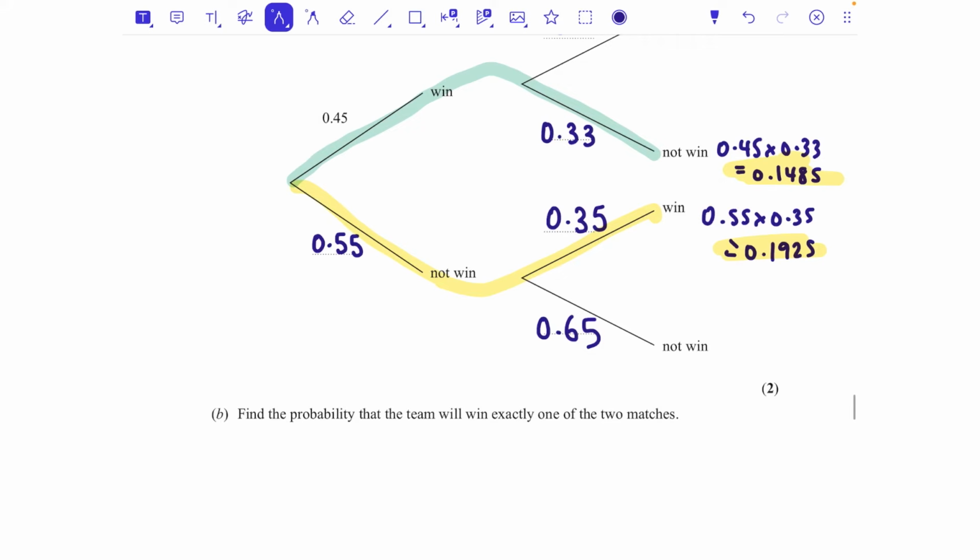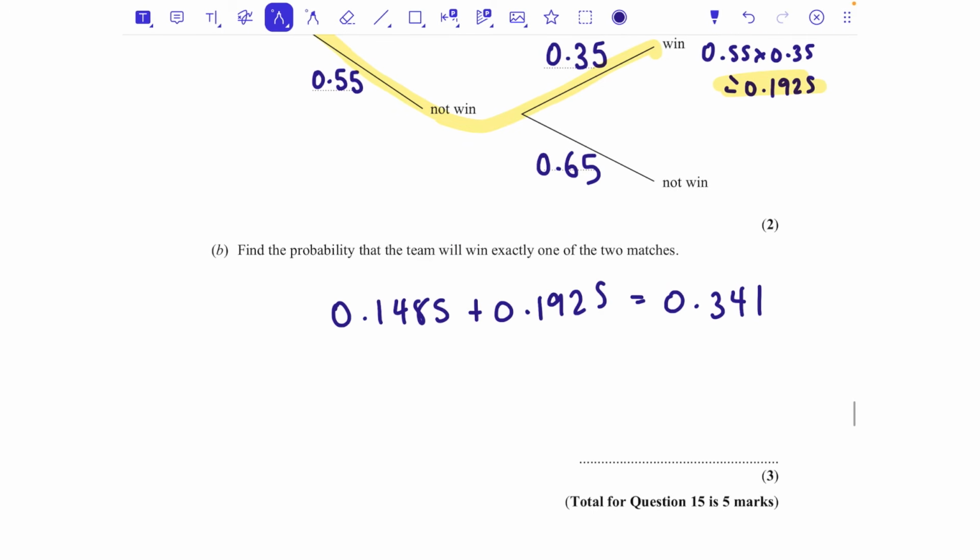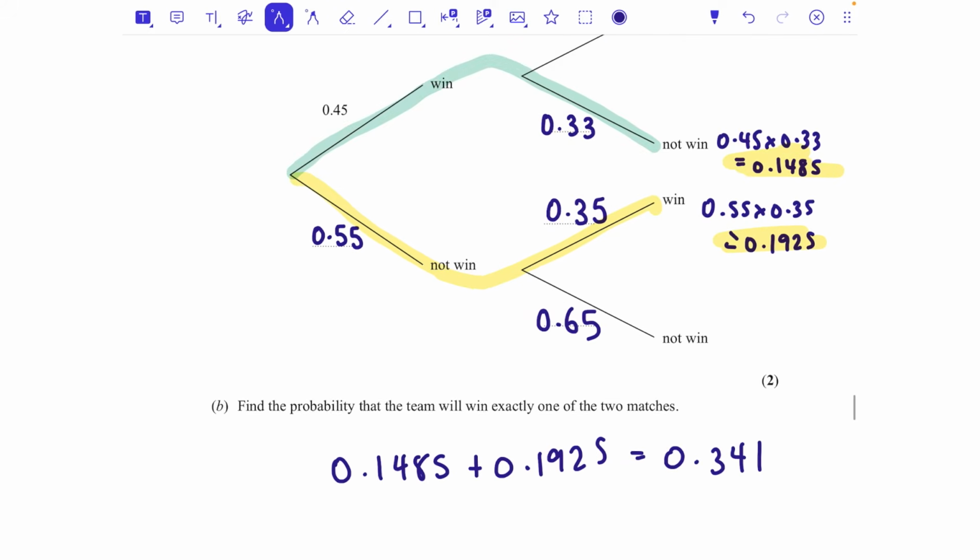So 0.1485 add 0.1925, and that is 0.341. That's my probability of winning exactly one of the two matches.